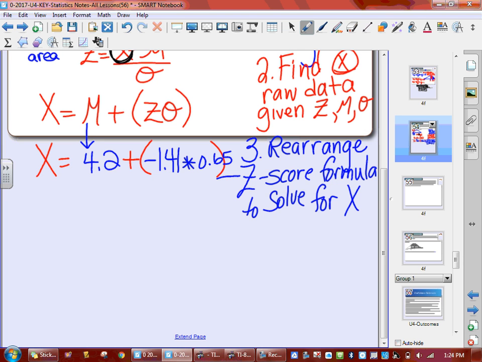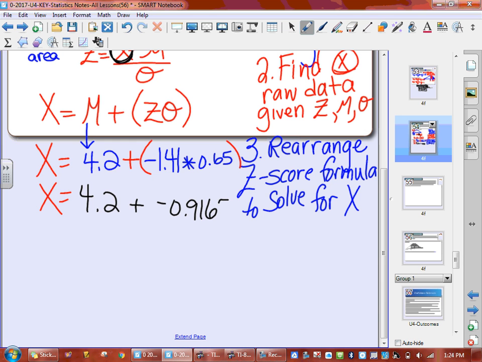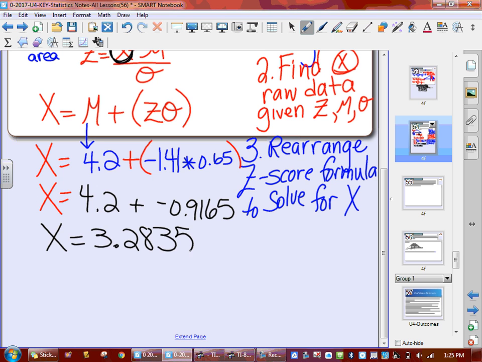Okay, so now we're going to multiply before we add, because we have to do BEDMAS. So x equals 4.2 plus negative 0.9165. You're adding a negative there. And we get 3.2835. So, to the nearest whole year, how many years should they make their warranty at? To the nearest whole year, 3 years. Good. So, the warranty should be 3 years.